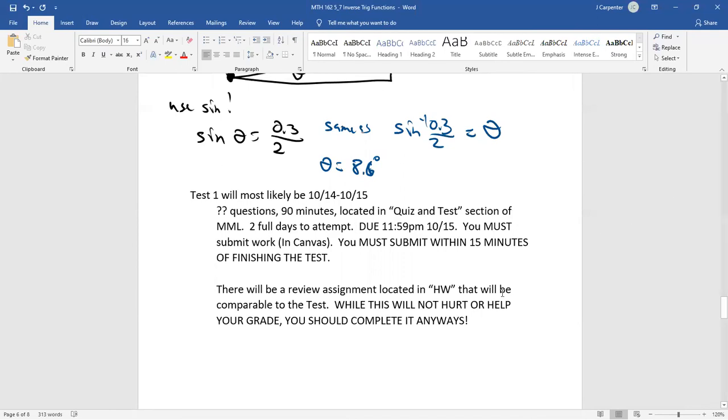There will be a review assignment located in the homework of MyMathLab that will be comparable to the test. I will not make this go for or against your grade, but you should complete it. Fair warning, if I find that almost nobody is doing the reviews and then everybody does badly on the tests, I will start making the reviews mandatory, either as a part of your grade or as a prerequisite assignment to the test, so that you have to get at least a 50 or a 60 on the review to even take the test. So please do these reviews. They are going to be similar and helpful.